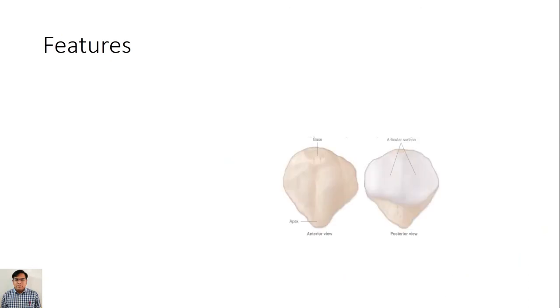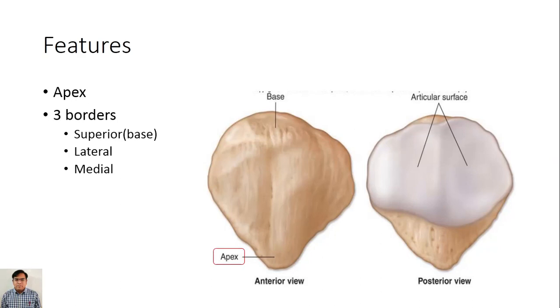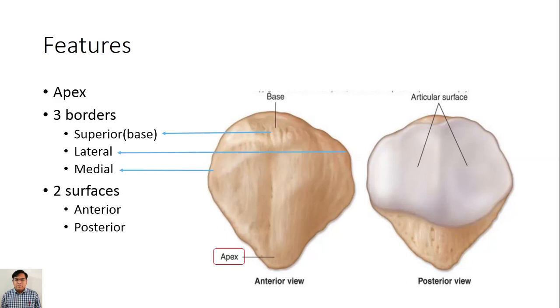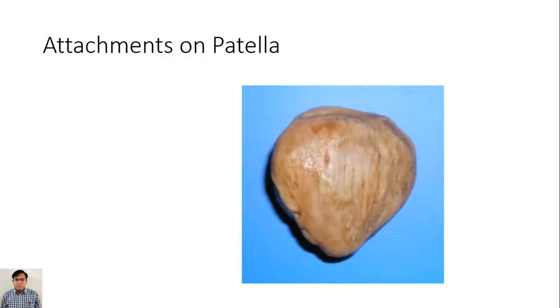Now the features, as I have discussed, apex is directed downwards, this is apex. It has 3 borders: superior border, lateral border and medial border. Superior border is also known as base. So this is superior border or base, and this is lateral border and this is medial border. It has 2 surfaces, anterior surface and posterior surface. This is anterior surface and this is posterior surface. Now the attachments on patella. This is patella, anterior surface.